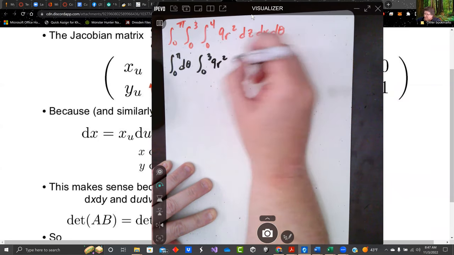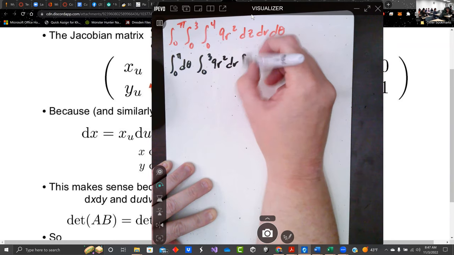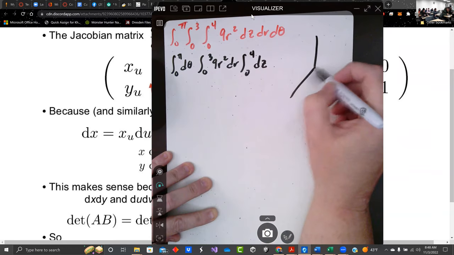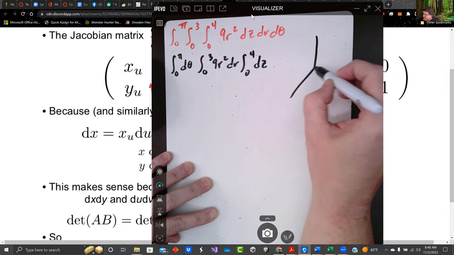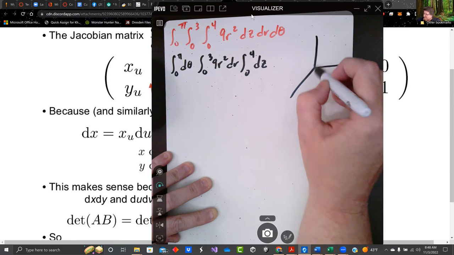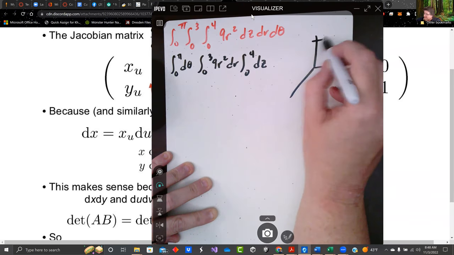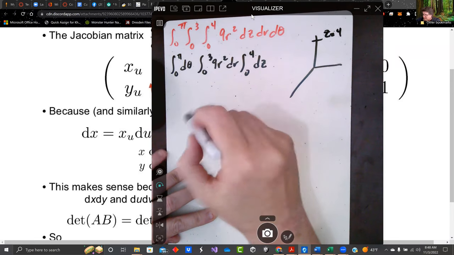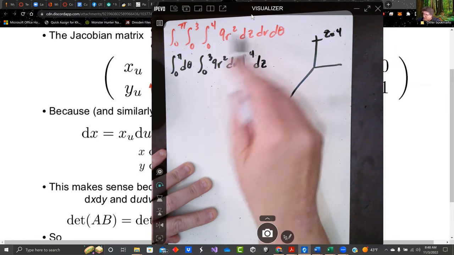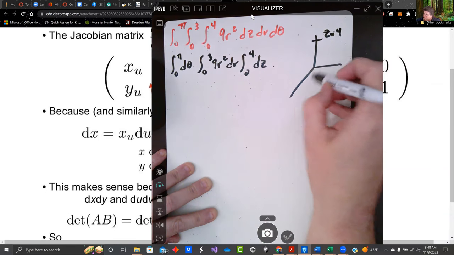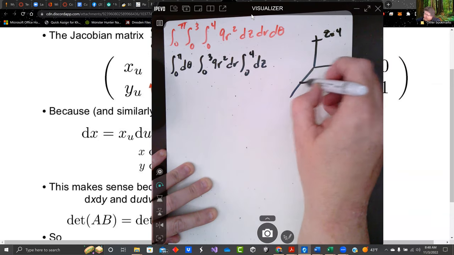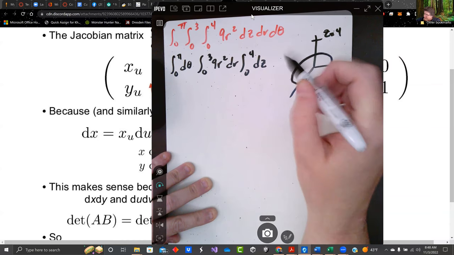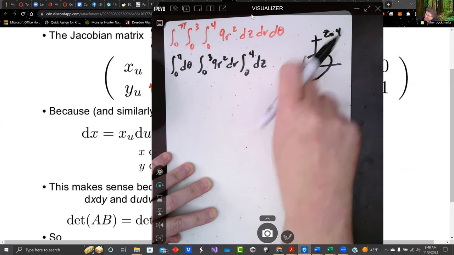You always skip the first part of the question. I'll sketch it. That's the worst part. So the 0 to 4 is saying it's going up from 0. It starts in the XY plane and goes up to Z equals 4. R is going from 0 to 3, which means a circle of radius 3. But we're only going 0 to pi, which means only half a circle.